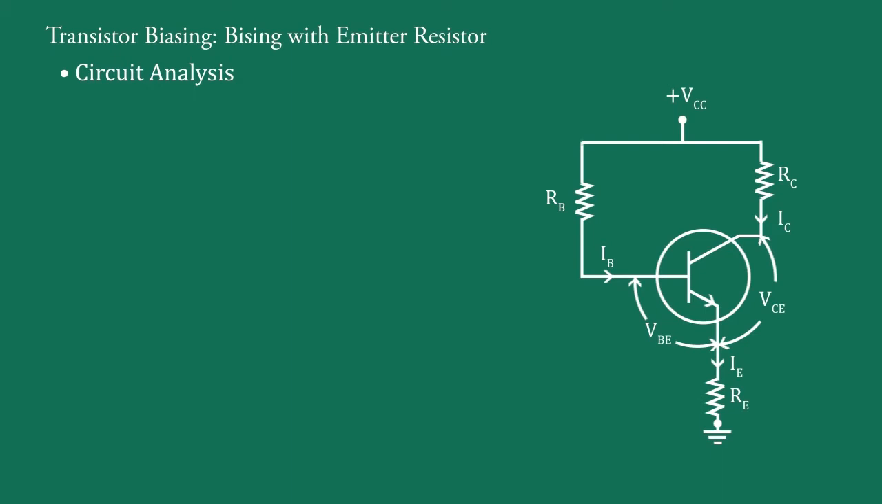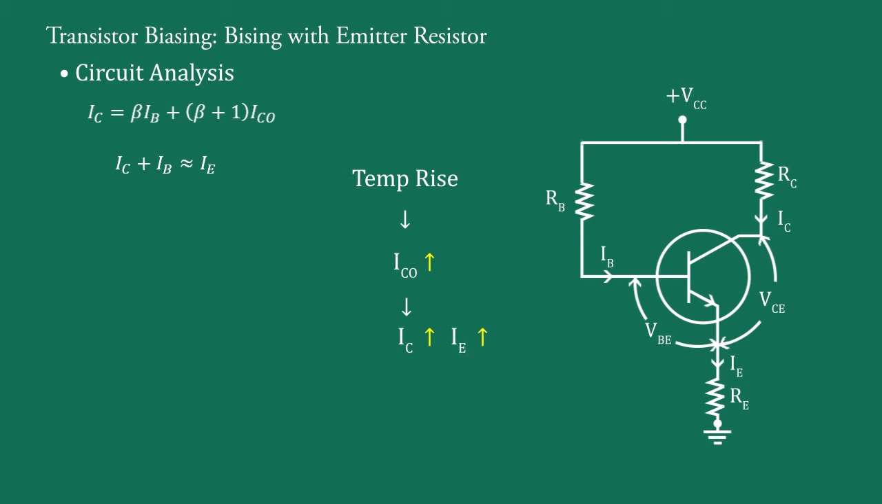For a common emitter configuration, collector current is IC equal to beta IB plus beta plus 1 ICO. Let us see the effect of change of temperature. Suppose the temperature increases, this will increase the leakage current ICO. Therefore, this term increases, which will increase the collector current IC. We know that IC plus IB is equivalent to IE, because IB is very small compared to IC.